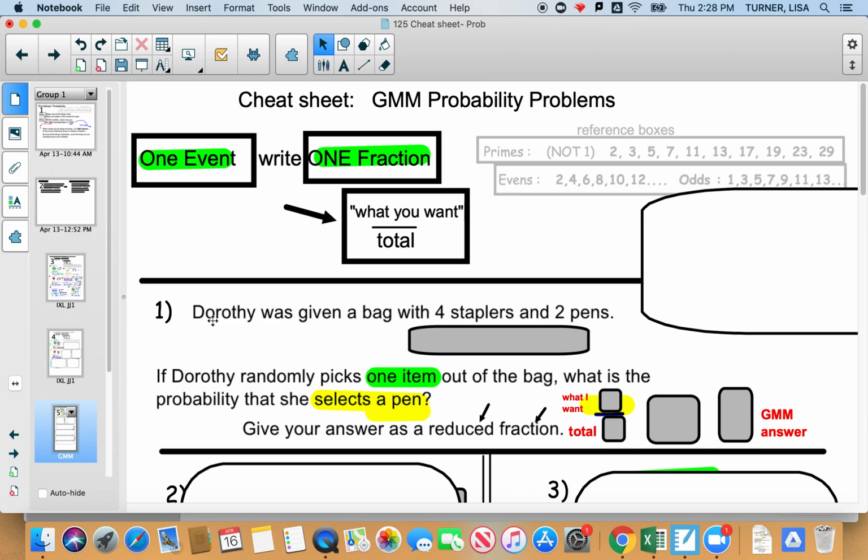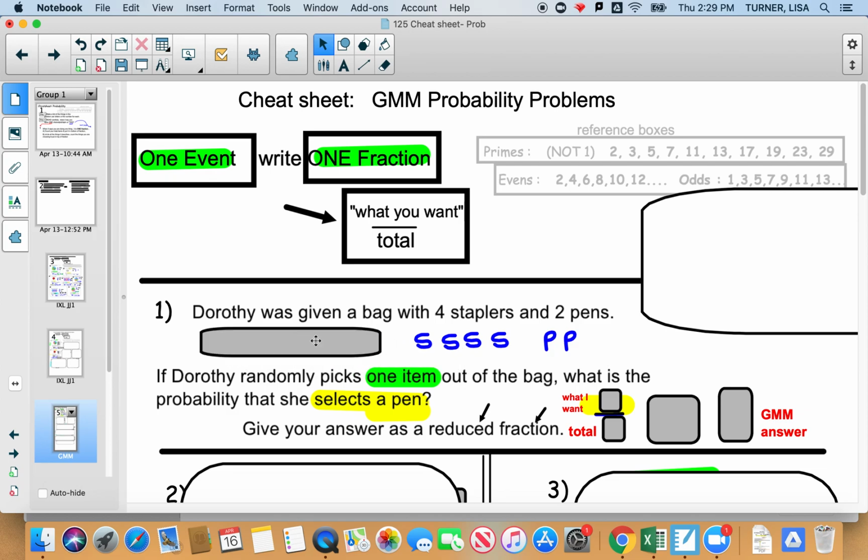Number 1, Dorothy was given a bag with 4 staplers and 2 pens. My suggestion on your scrap paper is to write out 4 staplers and 2 pens. Using letters is fine. The visual will help you, I promise. If Dorothy randomly picks one item, there it is, why I'm using one fraction, out of the bag, what is the probability she selects a pen?